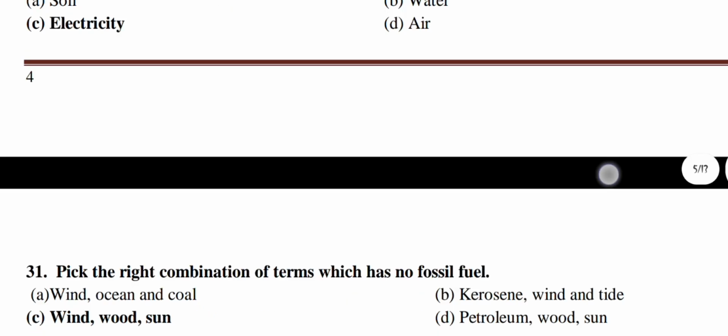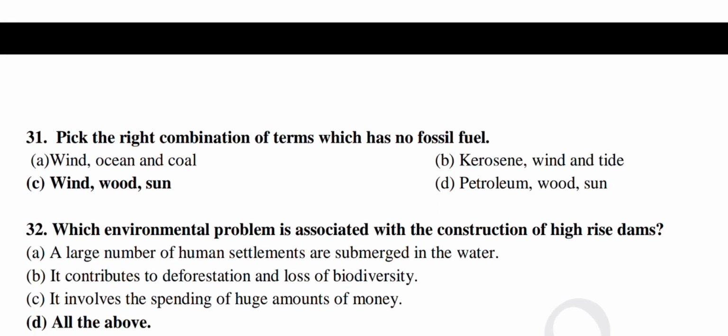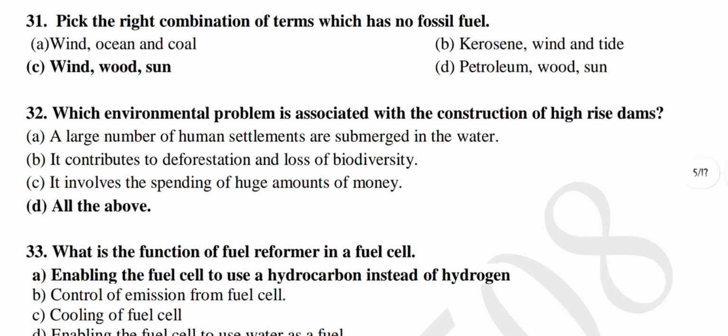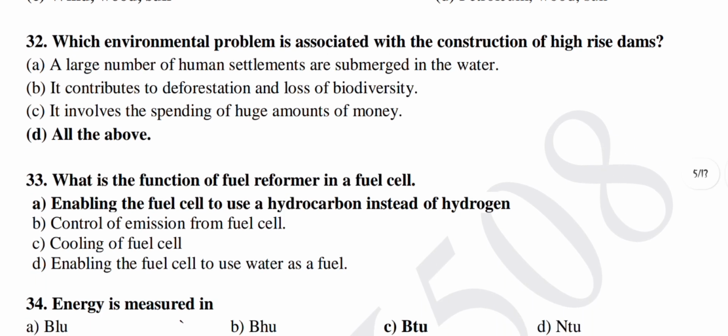Electricity. 31. Pick the right combination of terms which has no fossil fuel. Wind, wood, sun. Which environmental problem is associated with the construction of high-rise dams? All the above. A large number of human settlements are submerged in water. It contributes to deforestation and loss of biodiversity. It involves spending a huge amount of money.